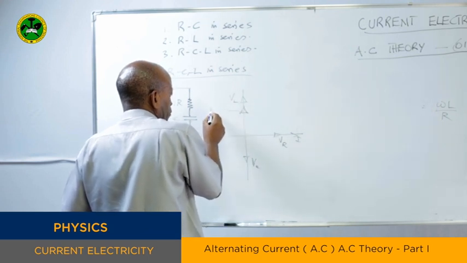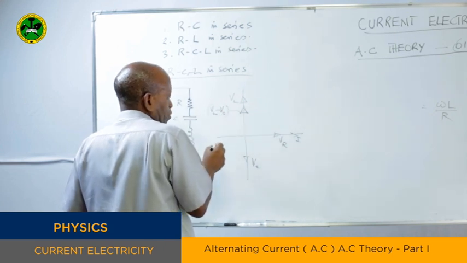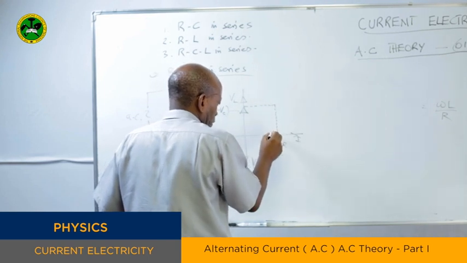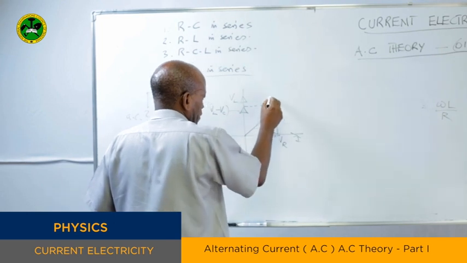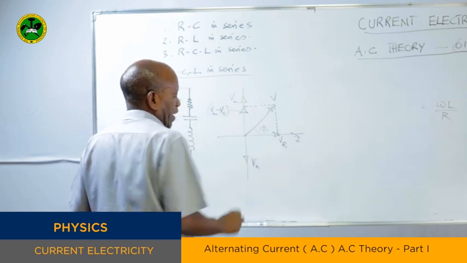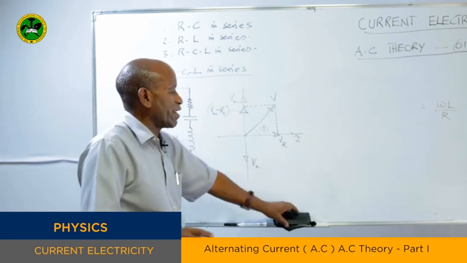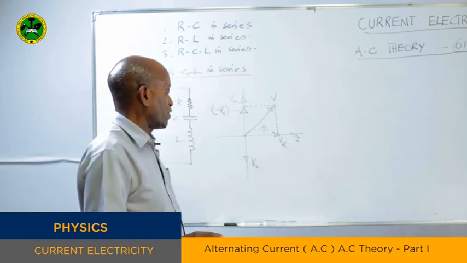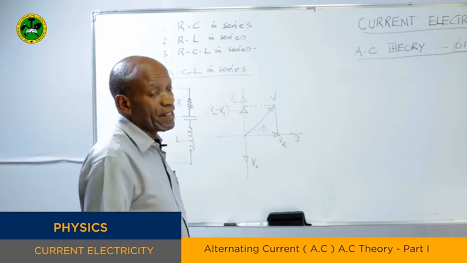So this is equal to the difference between the voltage through the inductor minus the voltage through the capacitor. The resultant can then be obtained by using Pythagoras, so that we find the resultant voltage V acting in that particular direction at a certain angle phi. That can be determined in the same process as we did for the previous two cases. So you can do this and obtain the impedance.